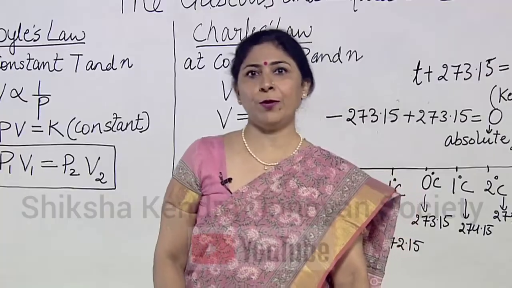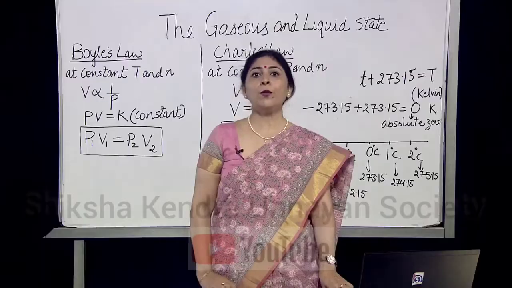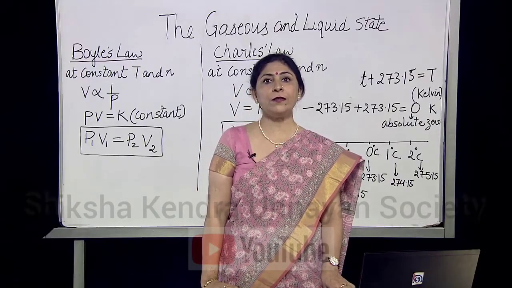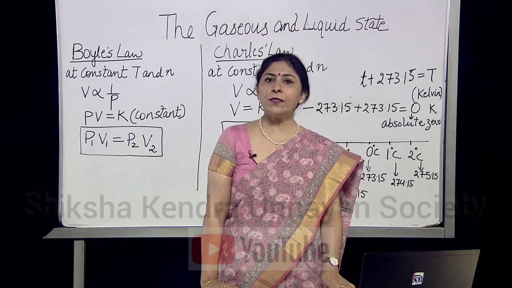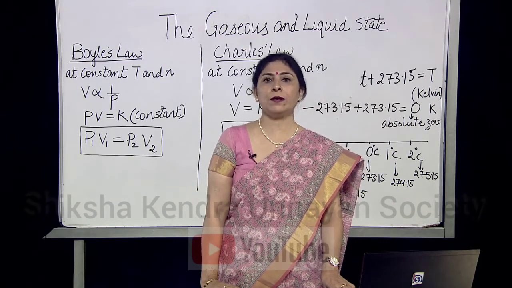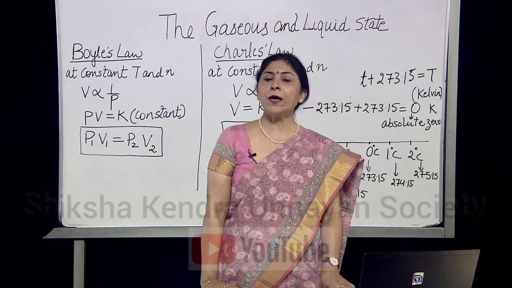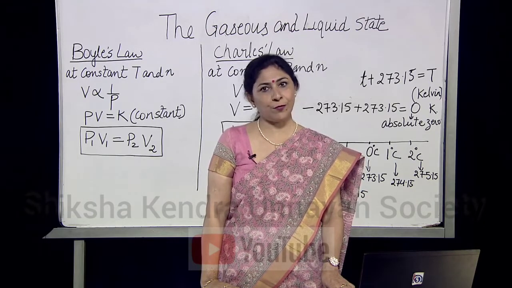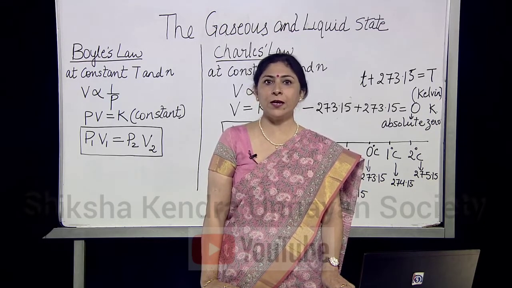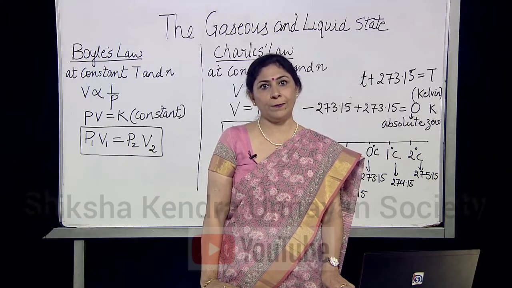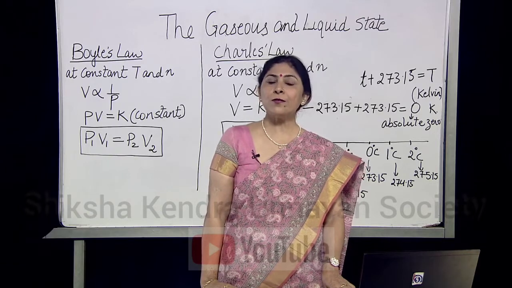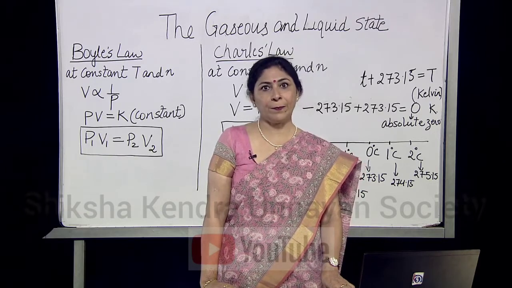There are 4 measurable quantities of gases. Only 4 quantities define the state of a gas. Number 1, the quantity of gas, which we denote as n, the number of moles; the temperature T, the pressure P, and the volume V. Now, let's discuss all the laws one by one.